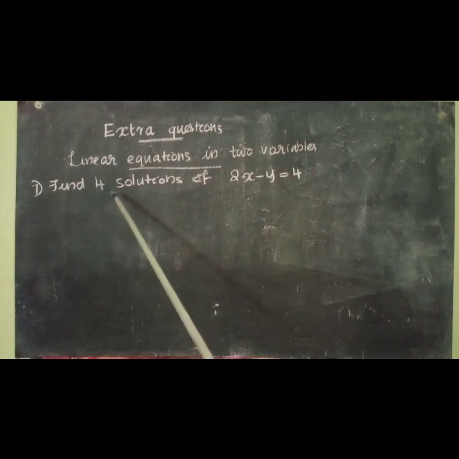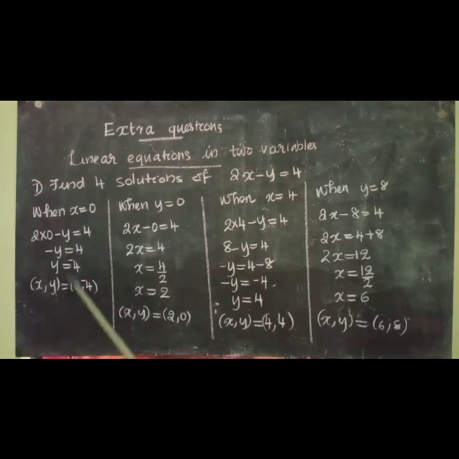Question number 7. Find 4 solutions of 2x minus y equal to 4. We have to find out 4 solutions. Let us find out. Solutions.